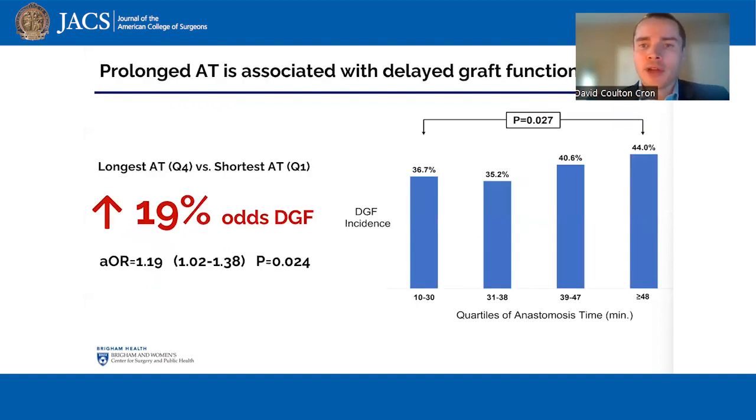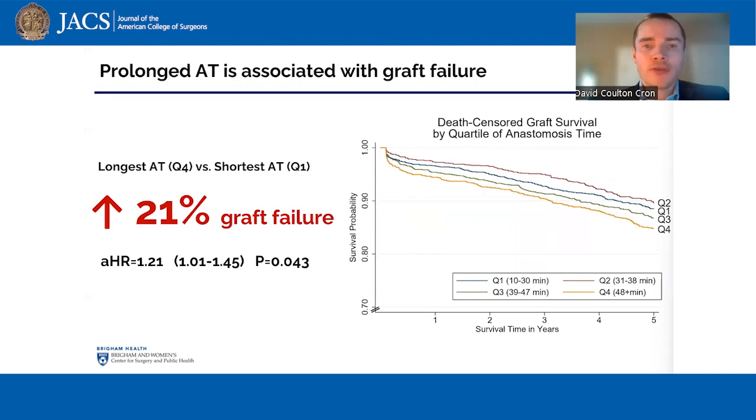As far as delayed graft function, patients with the longest compared to the shortest anastomosis times had 19% higher odds of delayed graft function after adjustment for donor and recipient factors. This is an adjusted rate of delayed graft function of 44% versus 37%. And for graft failure, patients with the longest compared to the shortest times had a 21% higher adjusted hazards of graft failure.